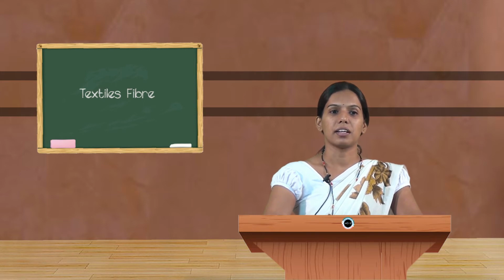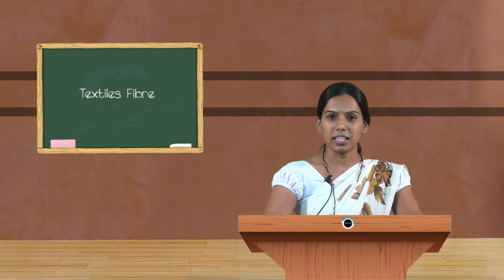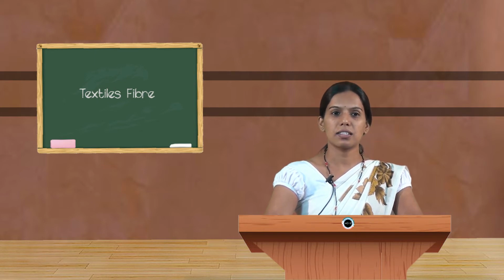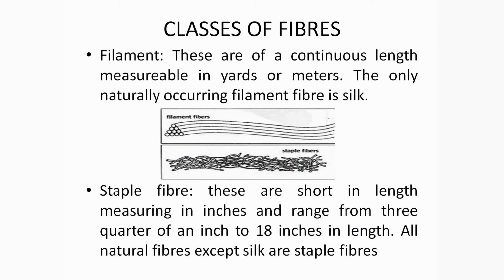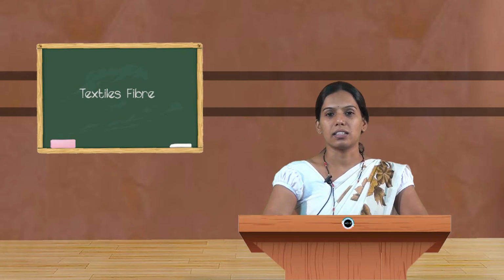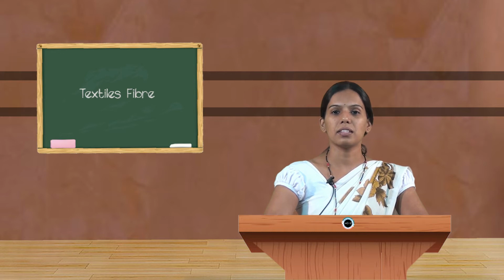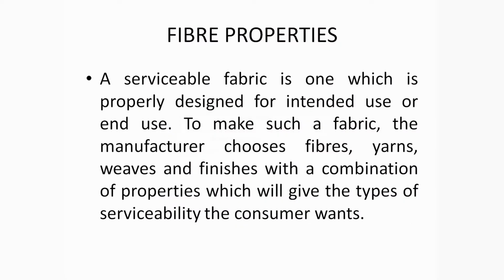Staple fiber. The second class of fiber is staple fiber. These are short in length, measuring in inches, and range from 3/4 of an inch to 18 inches in length. All natural fibers except silk are staple fibers. Fiber properties. We'll study about fiber properties.